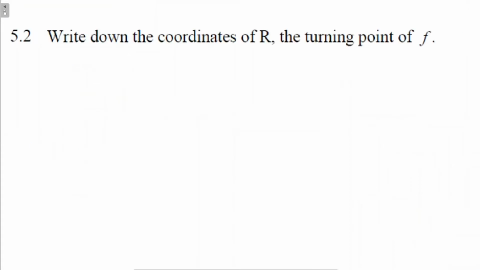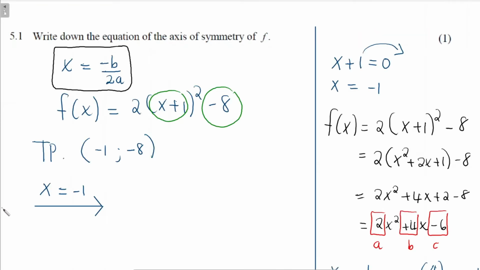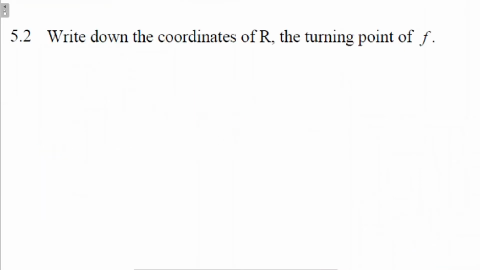All right, next question. Write down the coordinates of R, the turning point of f. The nice part here is I've already gone into the details of how you get the turning point. To get the x coordinate, you focus on the inner expression, the x plus p expression, equate it to 0 and solve for x. Then to get the y coordinate, you look at the value of your q, and in this case it's -8. So the turning point R in this case is -1 and -8.